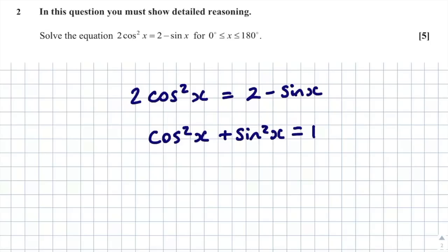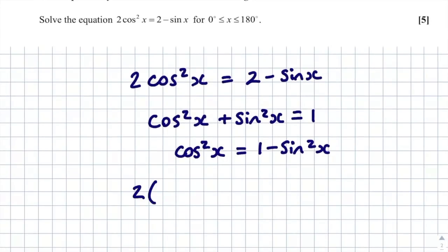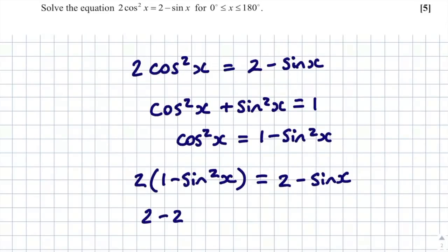So what we can do is rearrange this identity to get a value for cos squared x in terms of sine. So we get cos squared x equals, if we subtract sine squared x, 1 minus sine squared x. Okay, so now I can substitute 1 minus sine squared x into cos squared x. So I'm going to get 2 all multiplied by 1 minus sine squared x, which is equal to 2 minus sine x. If I expand the bracket on the left hand side, I'm going to get 2 minus 2 sine squared x, which equals 2 minus sine x.